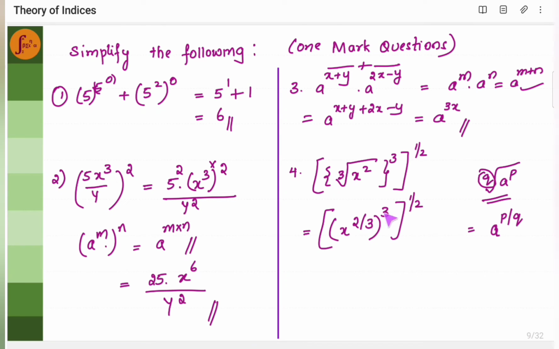Now, we'll multiply this. This is of this form, a to the power m and n outside. Now, we'll multiply these powers. So, we'll get x to the power, when you multiply, this and this will get cancelled. So, you'll be left with x square and then half here. Now, again, we'll have to multiply this. So, it will be 2 into 1 by 2. 2 and 2 will get cancelled. So, we'll be left with x to the power 1, which is nothing but x. So, x is the answer.